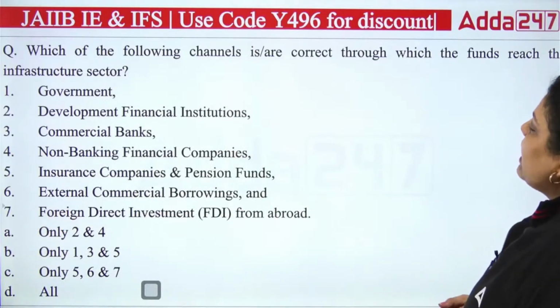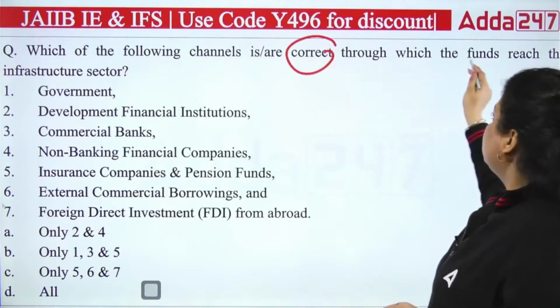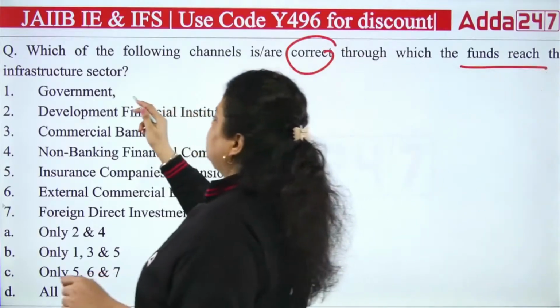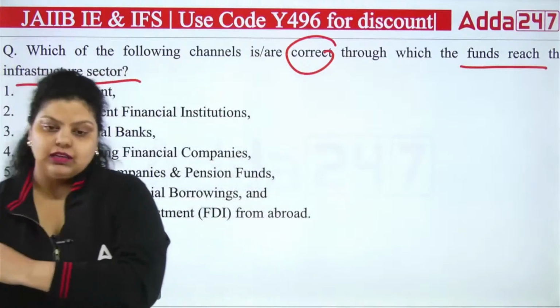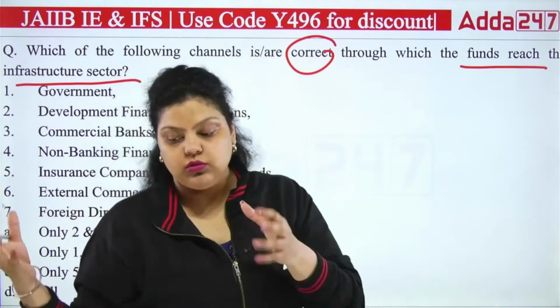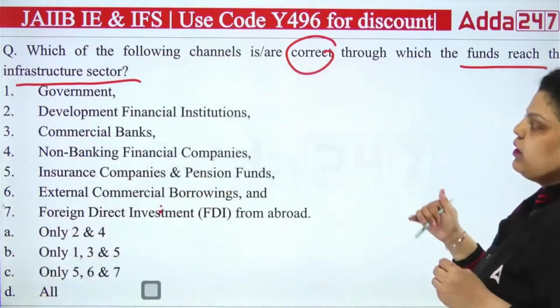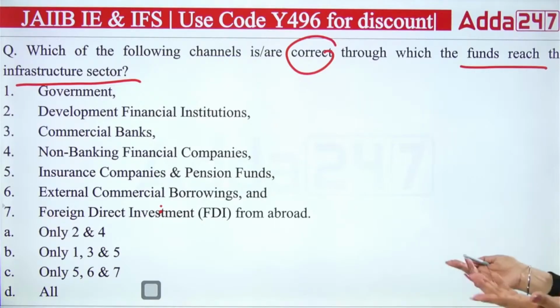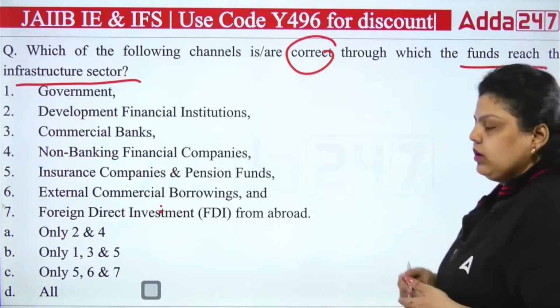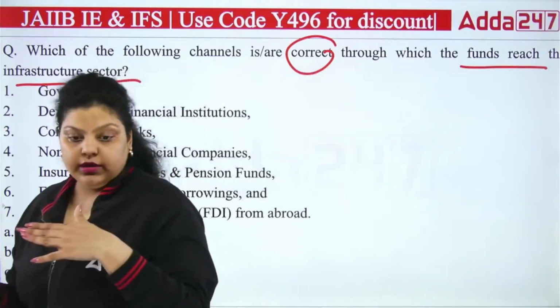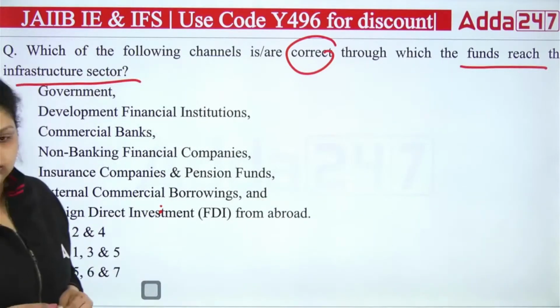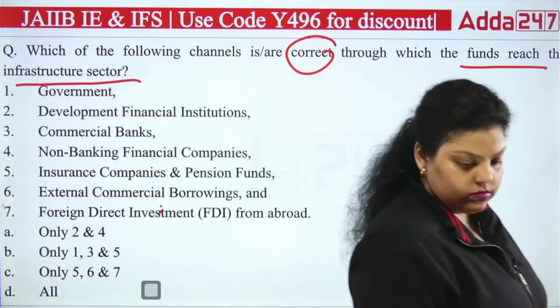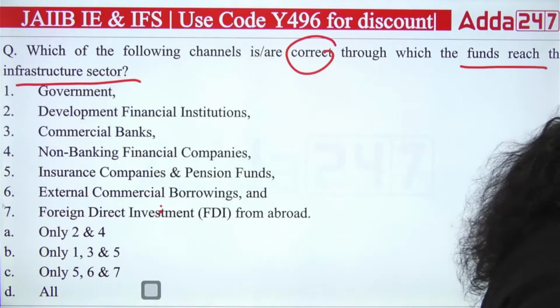Which of the following channels are correct through which funds reach the infrastructure sector of our country? So what are the ways, what are the platforms from where you can get the funds for the infrastructure sector? Government, development financial institution, commercial bank, NBFC, insurance company, pension company, external commercial borrowing and FDI from abroad. So what are the ways by which your infrastructure will get the capital? A, B, C or D?